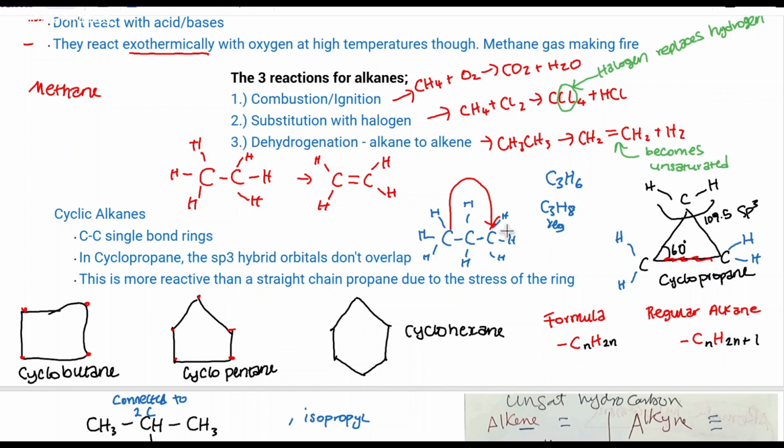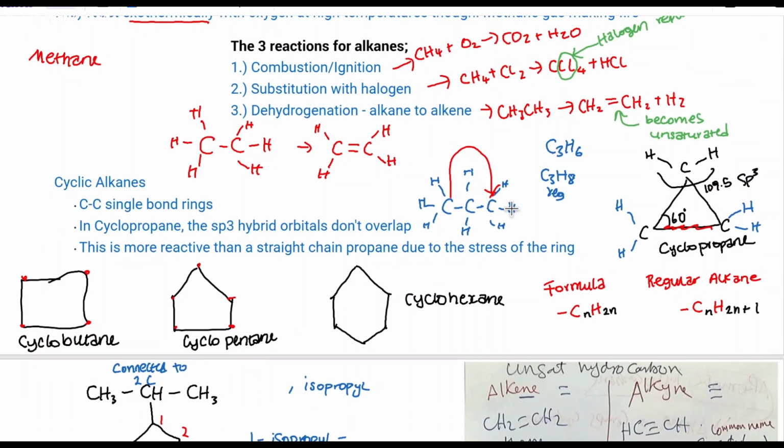There's no extra bond between these 2 carbons. But then in regular propane, there's no bond. So that means that the 4th carbon connection point just goes to a hydrogen, and this one goes to hydrogen as well. So you have 2 extra hydrogens in the regular one.